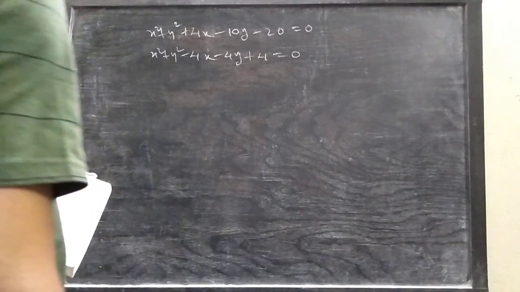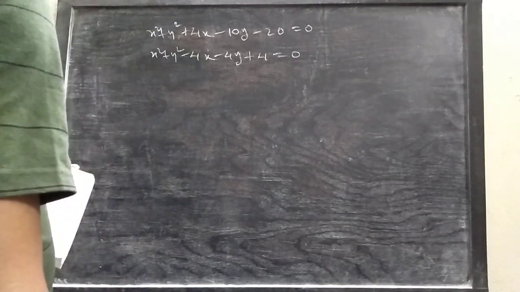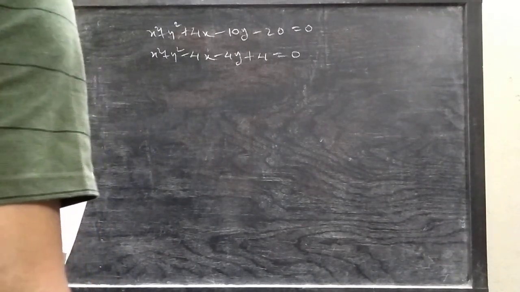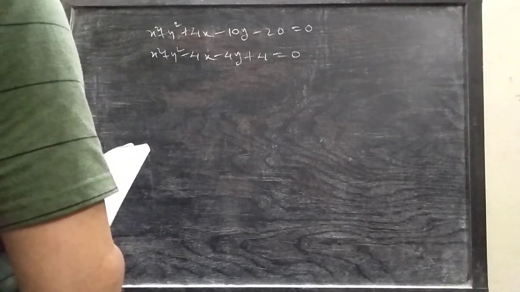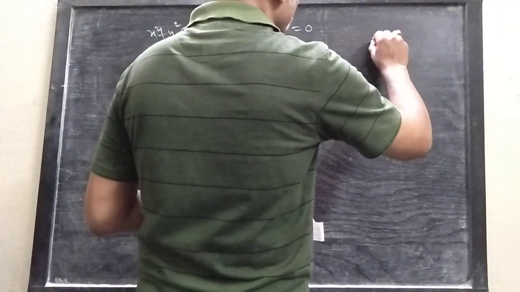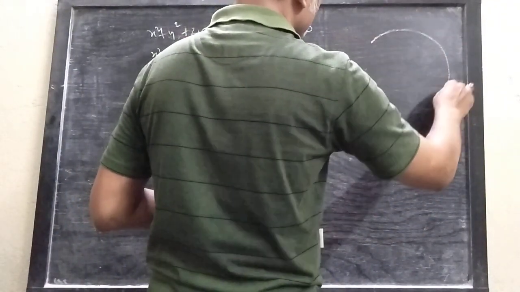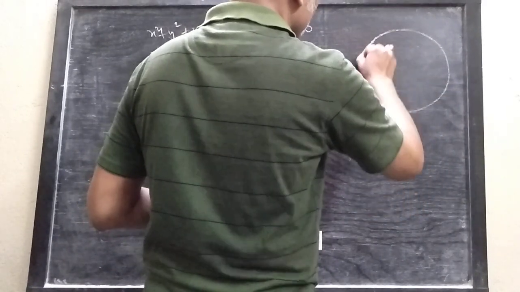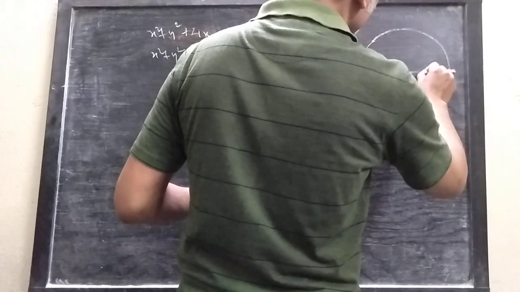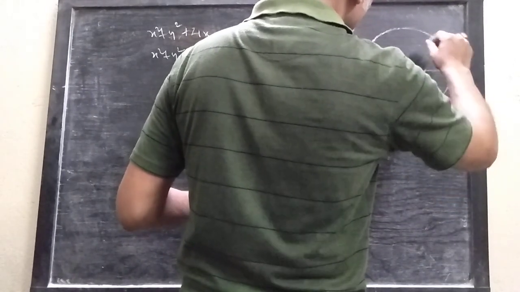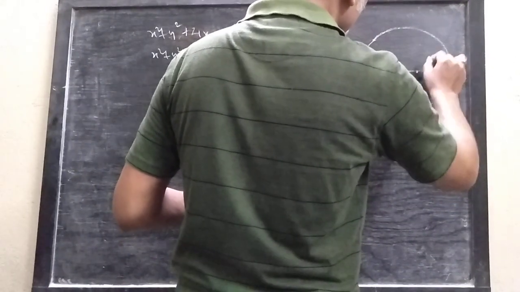We are asked to show that these two circles touch each other internally. You have to show this. Then you have to find the equation of their common tangent. Let us draw their diagram. Suppose this is the center of the second circle.